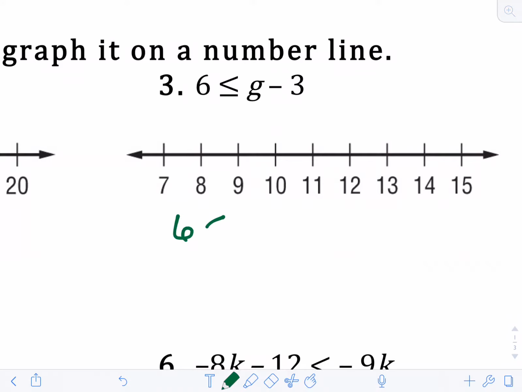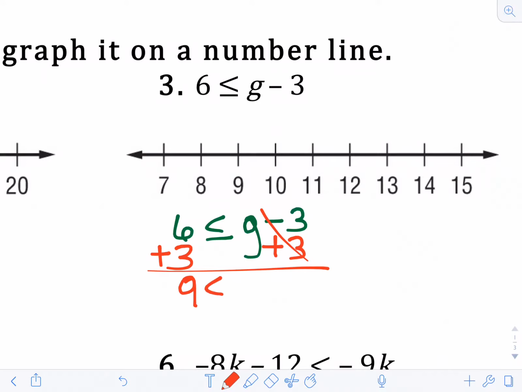Number 3, 6 is less than or equal to g minus 3. Okay, so if I have a minus 3, what I'm going to do is add 3 to both sides. That crosses out. That gives me 9. 9 is less than or equal to g. Or the other way you can write this is g is greater than or equal to 9. And I always rewrite it because I like my variable to be on the left.